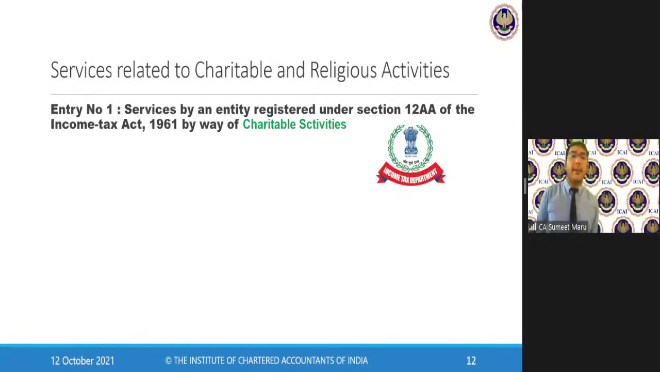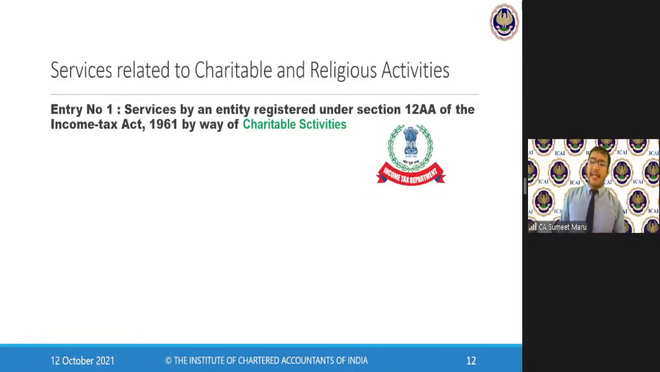So here, entry number 1: provided that services by an entity registered under section 12AA of the Income Tax Act 1961 by way of charitable activities. Here they have said, to come under this exemption, first go under income tax and register your charitable trust under section 12AA of the Income Tax Act. They have linked direct and indirect tax here. Rather than giving another burden of registering again under indirect tax, they have said, don't worry. If you are registered under section 12AA of the Income Tax Act, you can take the benefit of the exemption here.